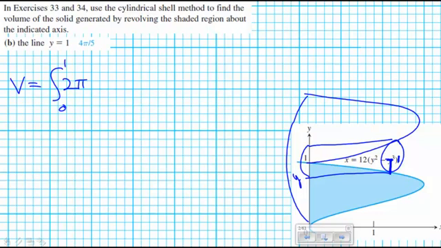So the radius is 1 minus y. Again, I'm going from the center of rotation, and I'm going down to the region that I'm rotating. Not up to here with its reflected image, but down to the original region. Now let's deal with that distance, which is still 12 times y squared minus y cubed, and dy for the thickness of the typical cylinder.